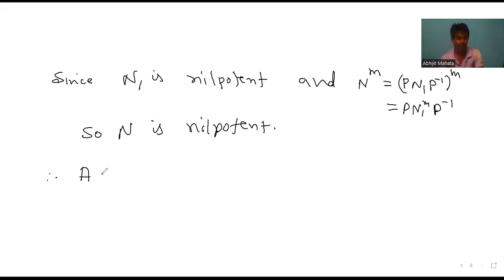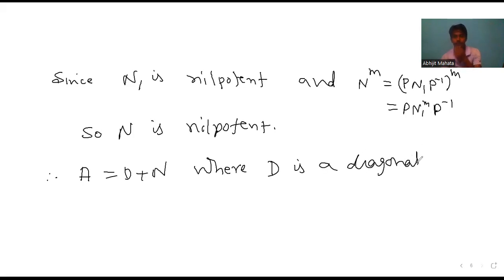So what we are getting is that the matrix A equals D plus N, where D is a diagonal matrix, diagonalizable, and N is nilpotent. Okay, so this is the result basically.